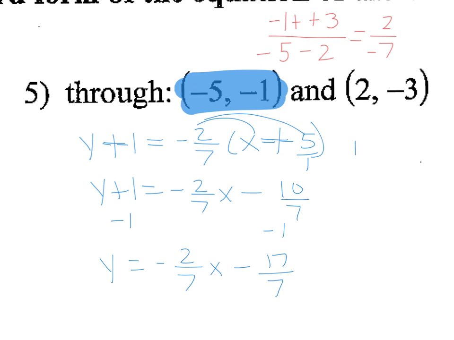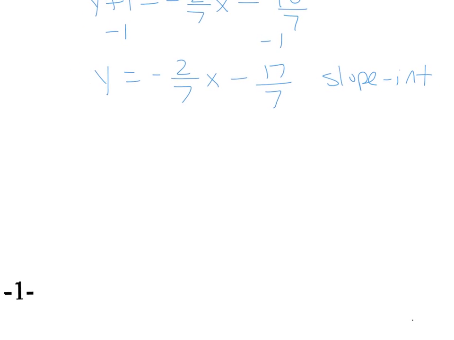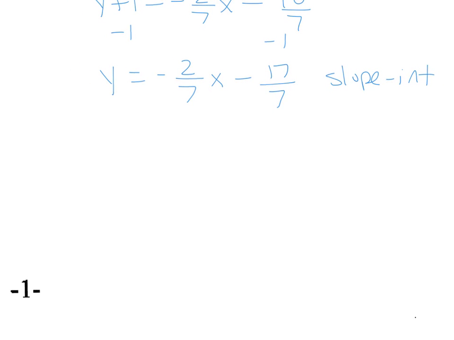And I forgot to label, so I'm going to go back here and label real quick. Point slope, and then y equals mx plus b. This is slope intercept. Okay. All right, so now we're going to go ahead and go down to standard form. So I'm going to move the x over, right? So add the 2/7x over to the other side. Okay, so when you do that, you have 2/7x plus y equals -17/7.